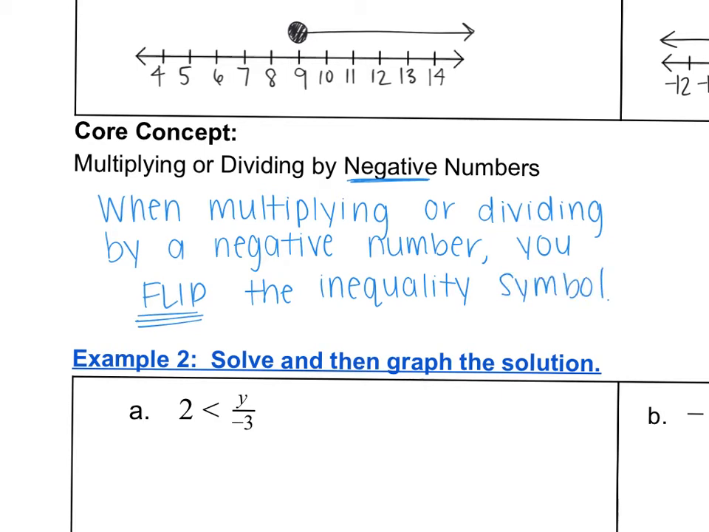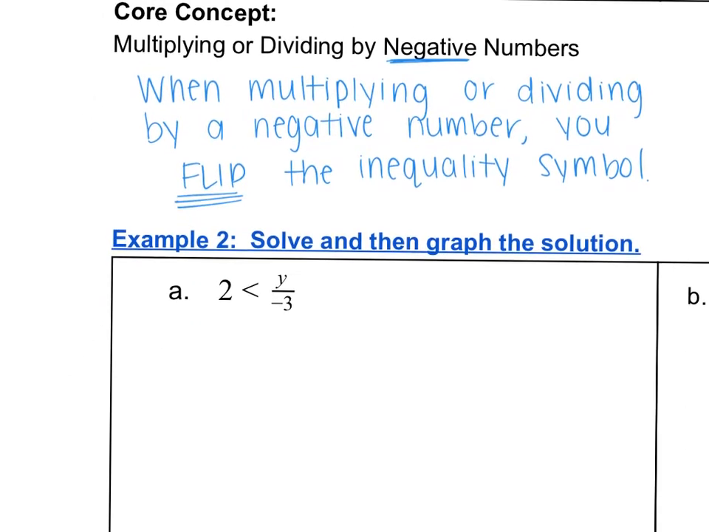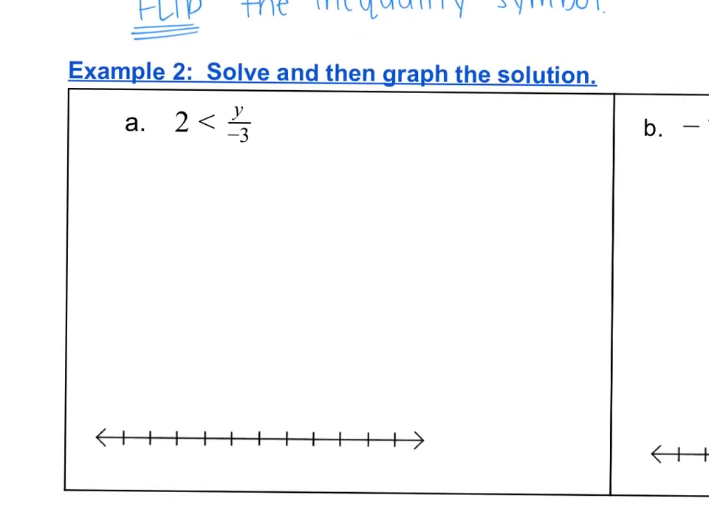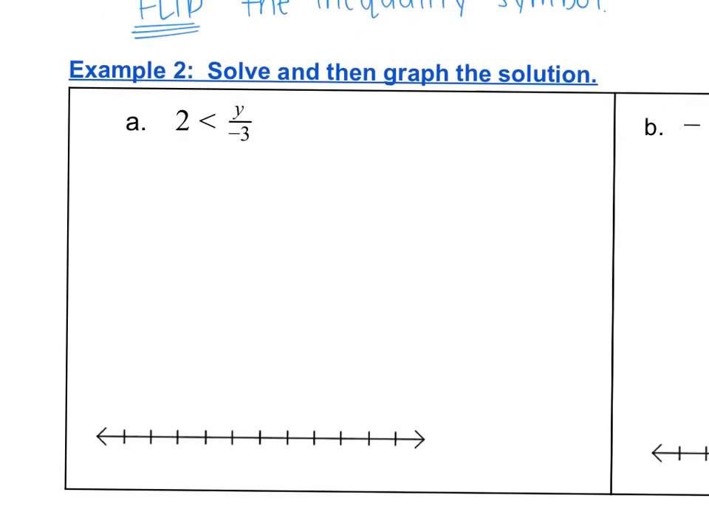So anytime that you multiply or divide by a negative number in your equation or in your inequality, you have to flip the symbol. So let's try this out several times so we know. Let's start by solving this. I need to get the y by itself. In order to get the y by itself, I'm going to have to get rid of that divided by -3.